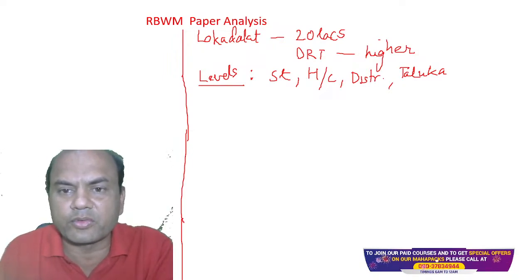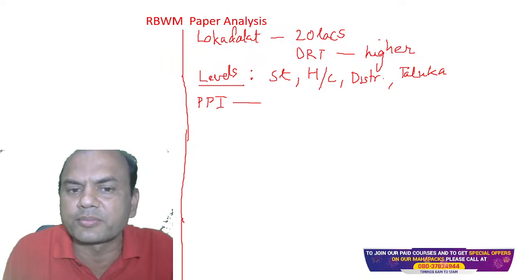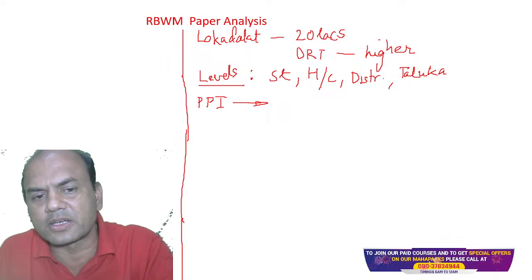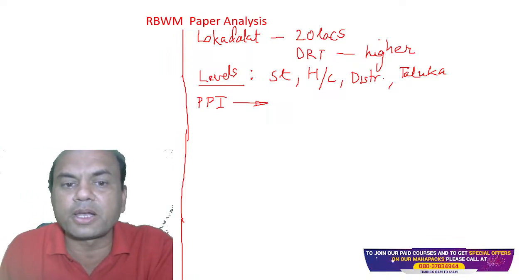Anyone remembers what that was? This is a new question to you. PPI limit. PPI. This is from the latest version of RBI. This is not there in your books also. Prepaid instruments, these are prepaid payment instruments.